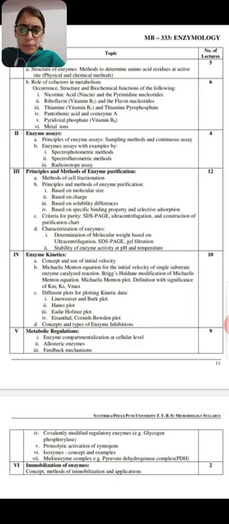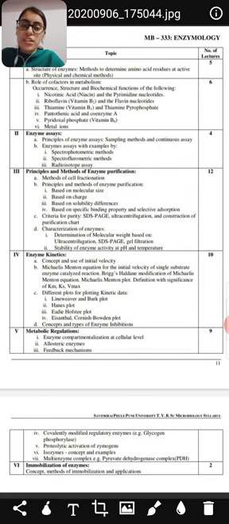So this B part, the 6 vitamins are included in this B part. It carries the weightage of 6 lectures, and the A part carries the weightage of 5 lectures.